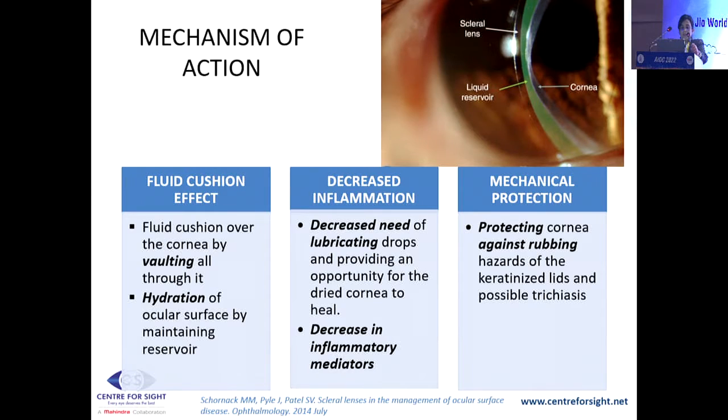Coming on to the mechanism of action in these cases, there is a fluid cushion effect over the cornea by vaulting all through it. So it provides hydration to the ocular surface by maintaining the reservoir, and by causing decreased inflammation. So there is a decreased need of using lubricating eye drops, thus providing the dried ocular surface an opportunity to heal and breaking the vicious cycle of the inflammatory mediators. Also, there is a mechanical protection of the cornea, as the lens provides a surface so that the keratinized lids cannot rub over the cornea.